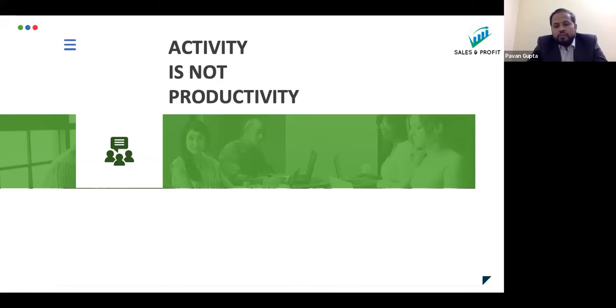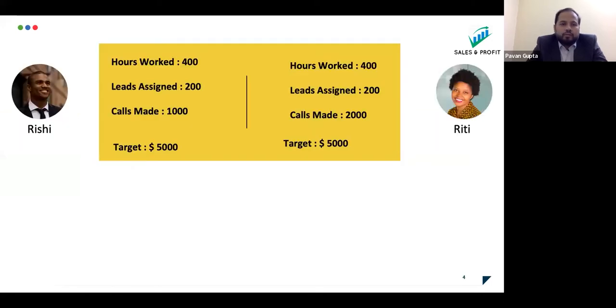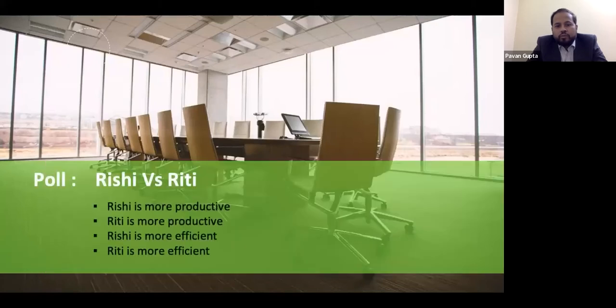I'll take you through a small example of how productivity is typically measured or looked at. Let's look at the facts here. There are two reps, Rishi and Riti, and they have the same number of hours in a year, the same number of leads assigned, and they're making different numbers of calls. I would want you to take a moment and tell us your view. According to you, who is more productive in this scenario?